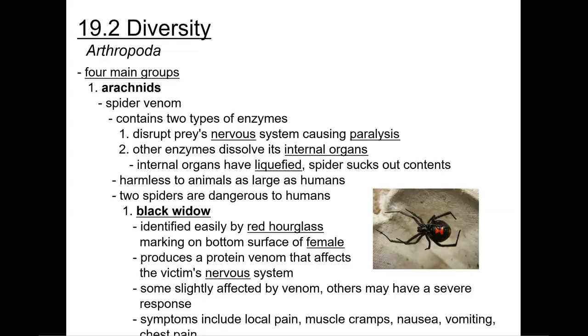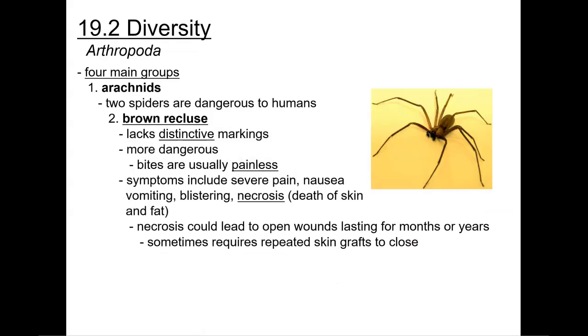Two spiders are going to be dangerous to humans. The first that we see over here to the right is going to be the black widow. It's identified easily by the red hourglass that's going to be found on the ventral portion of its body. So that's the marking on the bottom surface of that female that we see there. It's going to produce a protein venom that's going to affect the victim's nervous system. Some are slightly affected by the venom, others might have a severe response, depending on the person. The symptoms are going to be local pain, muscle cramps, nausea, vomiting, and even chest pain.